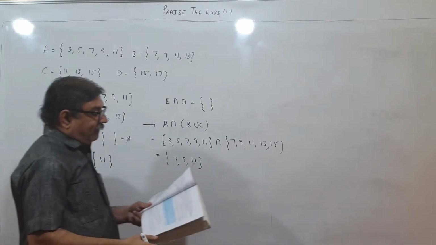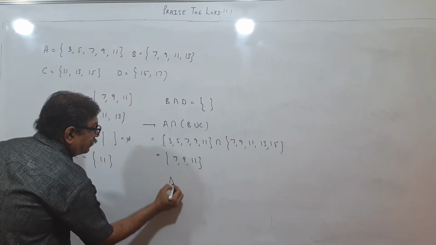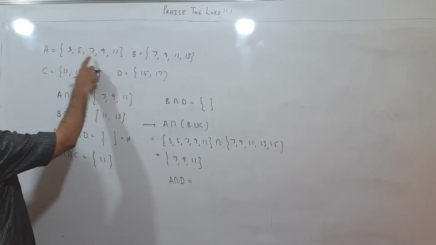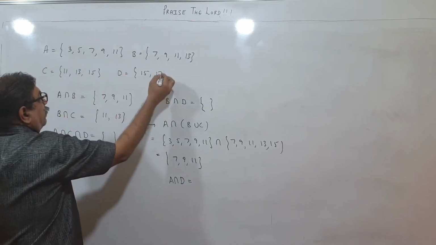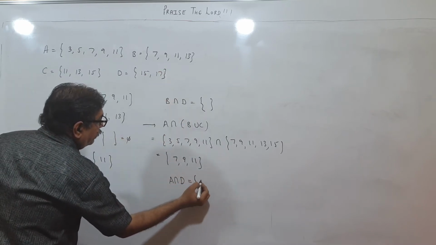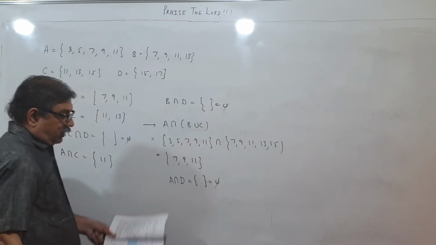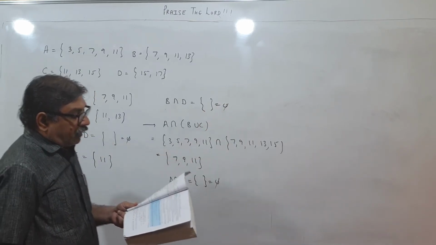Then A intersection D. A and D, anything common? Nothing is common. So null set. Any one thing you can write, not necessary to write both.